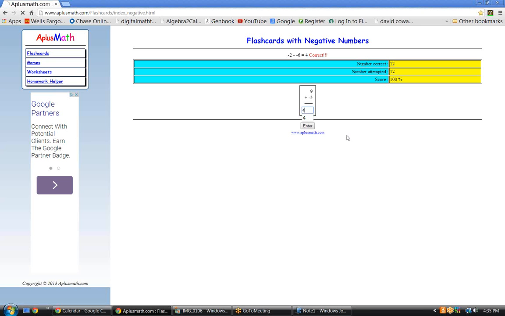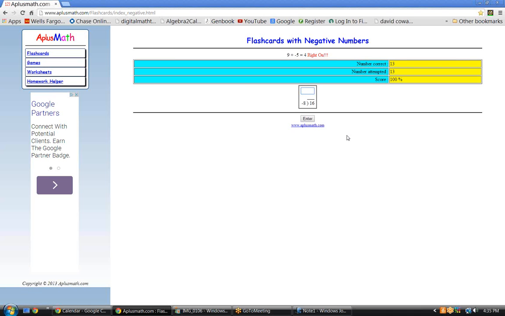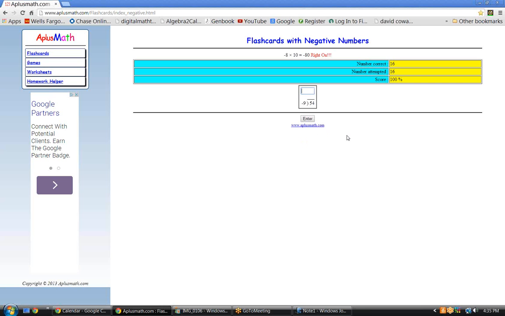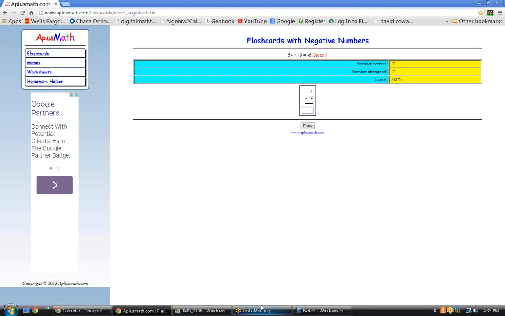It would be positive 4. Yep. It would be negative 2. Yep. This one's a little bit difficult. 9 goes into 108 12 times. Is it positive or negative? Negative. Negative 80. Negative 6.